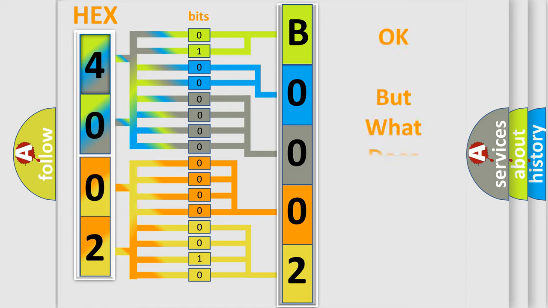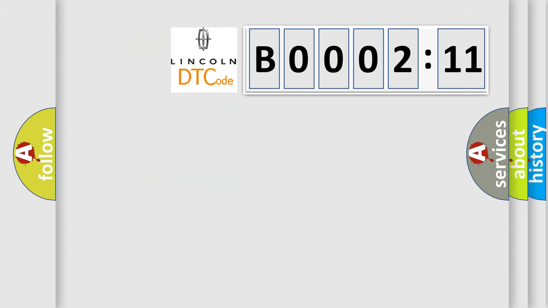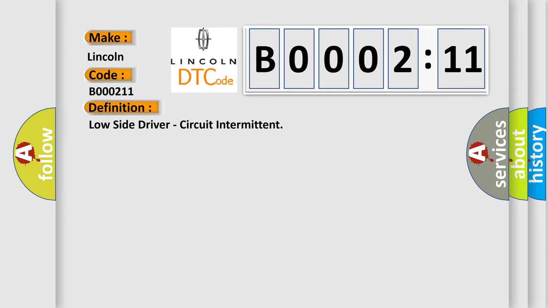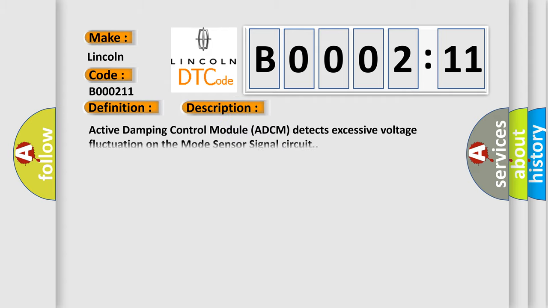The number itself does not make sense to us if we cannot assign information about it to what it actually expresses. So, what does the Diagnostic Trouble Code B0002-11 interpret specifically for Lincoln car manufacturers? The basic definition is low side driver circuit intermittent. And now this is a short description of this DTC code. Active damping control module ADCM detects excessive voltage fluctuation on the mode sensor signal circuit.